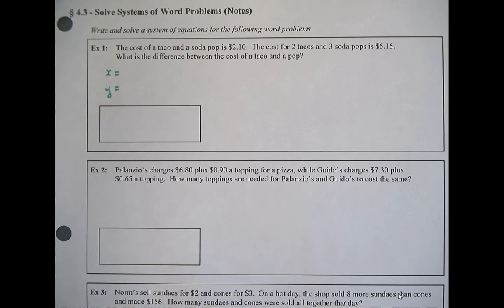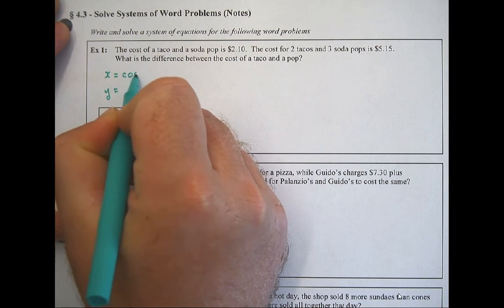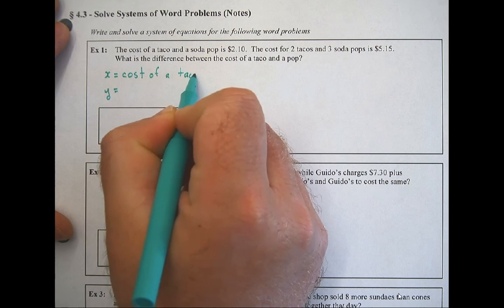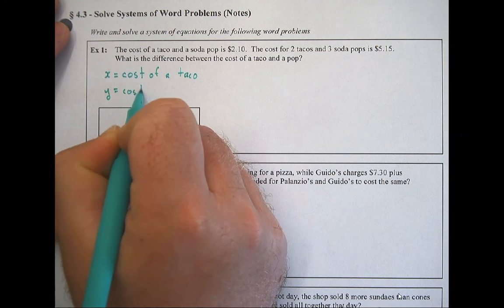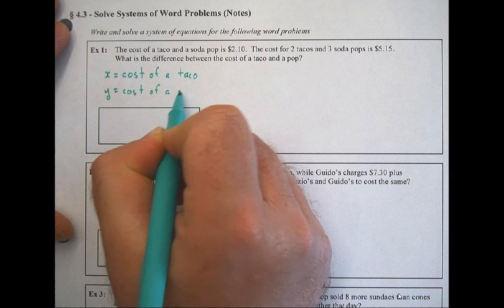So the cost of a taco and a soda pop is $2.10. The cost for 2 tacos and 3 soda pops is $5.15. What's the difference between the cost of a taco and a pop? So what we don't know is how much a single taco costs and how much a single soda pop costs. So that's what I'm going to define as my variables. X equals cost of a taco. Y equals cost of a soda.